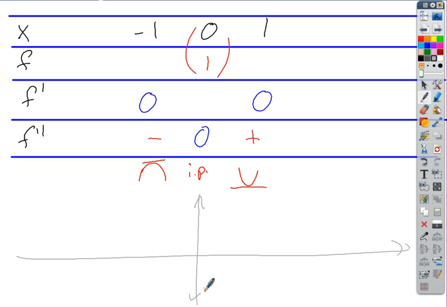I'll just sketch it. So it just goes like this then, right? Something like that? The inflection point is still at 0. It's at (0, 1). Right? Does that make sense?